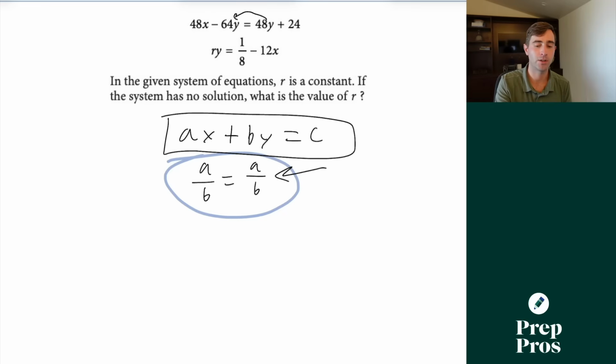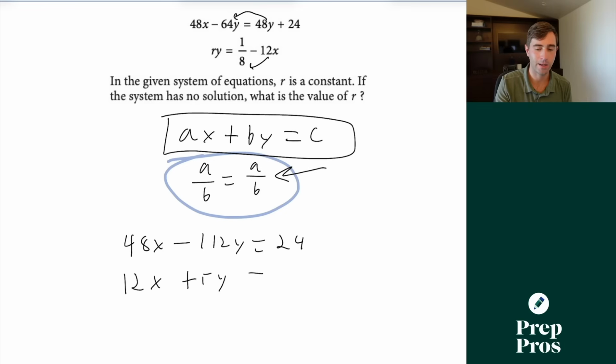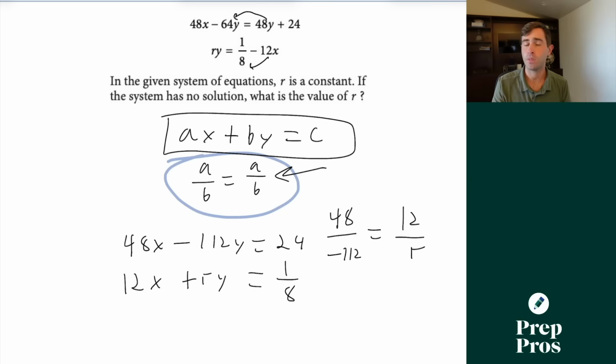So we're going to subtract over the 48y and we're going to add over the 12x. So this is going to give us 48x minus 112y is equal to 24, and this will give us that 12x plus ry is equal to 1/8. So all we have to do is set up this ratio. We're going to simply do 48 over negative 112 is equal to 12 over r, and when we cross multiply and solve through, we're going to find that r is negative 28.